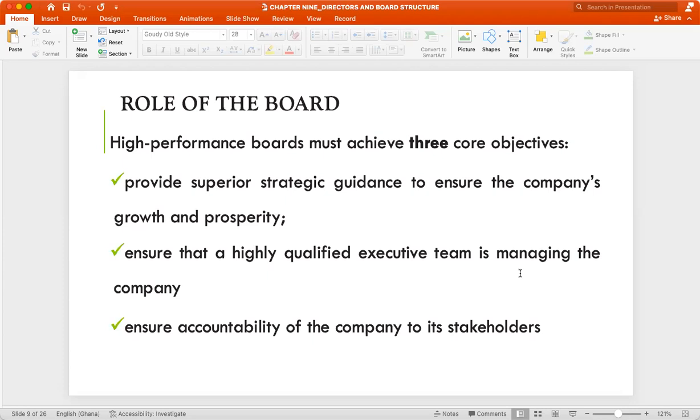team of the company. Then finally, a high performance board ensures accountability of the company to its stakeholders. Okay, so they won't just allow management to do anything, but they will hold management accountable to the stakeholders of the company.